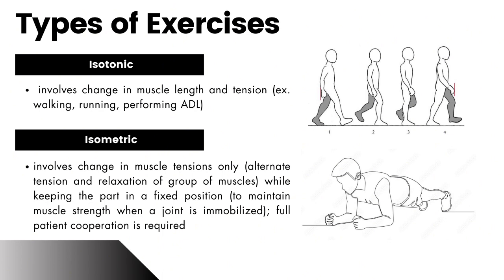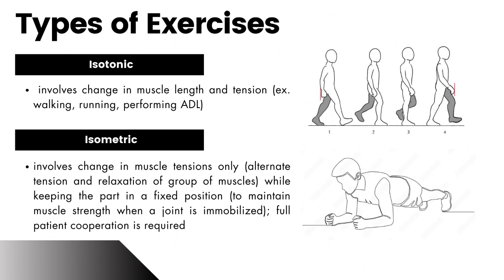And the last one is isometric. It involves change in muscle tension, only alternate tension and relaxation of a group of muscles while keeping the part in a fixed position to maintain muscle strength when a joint is immobilized. Full patient cooperation is required.